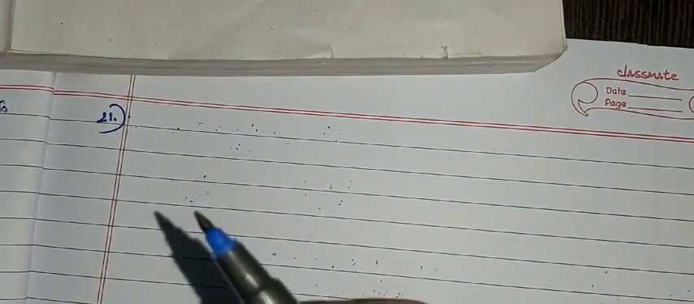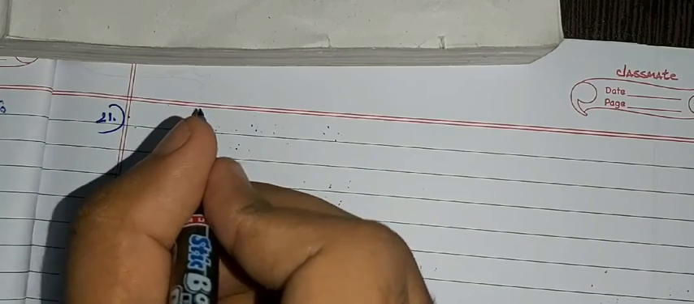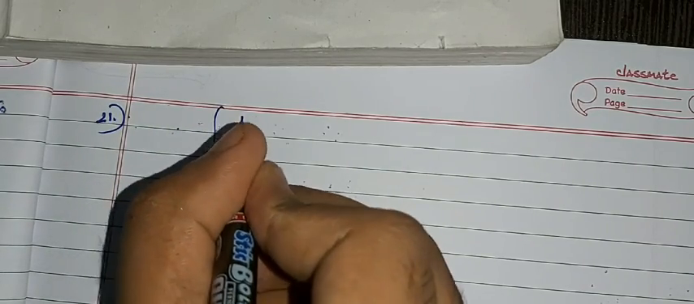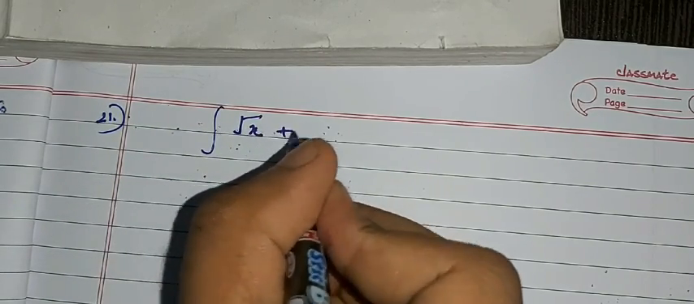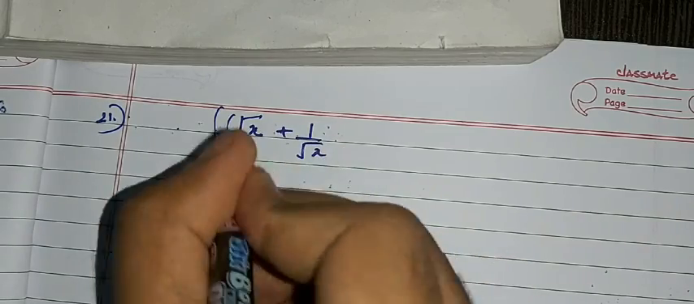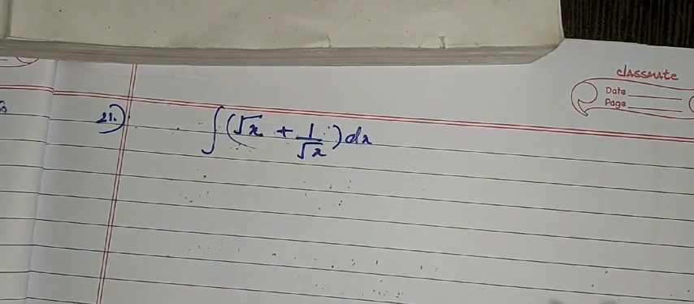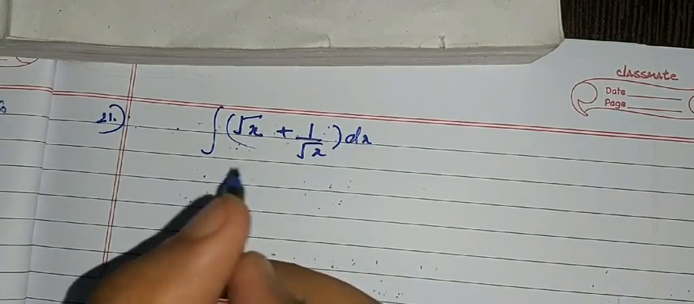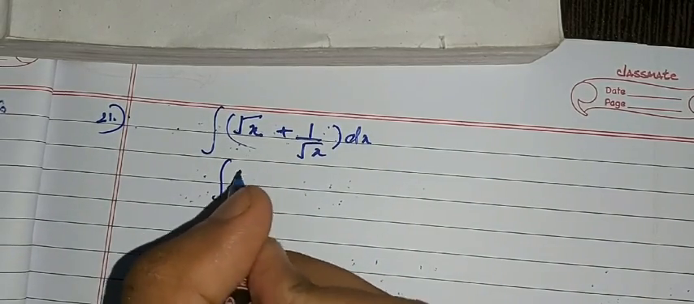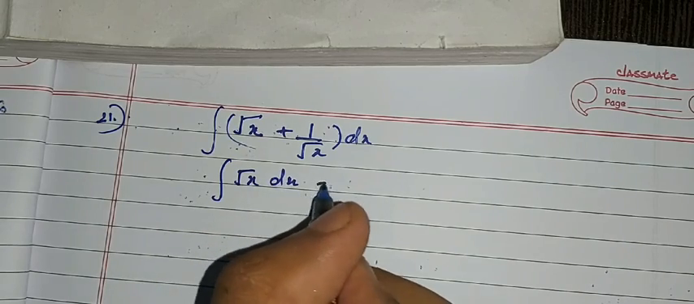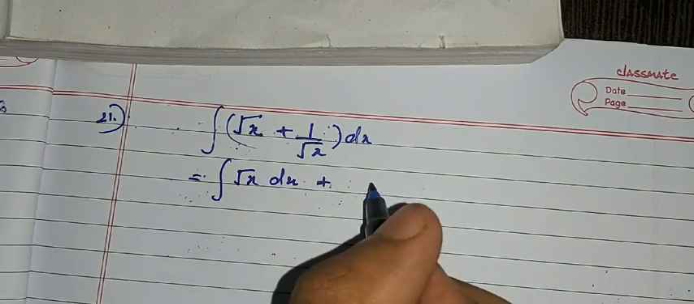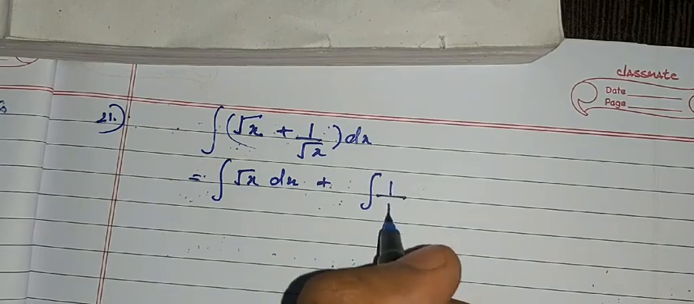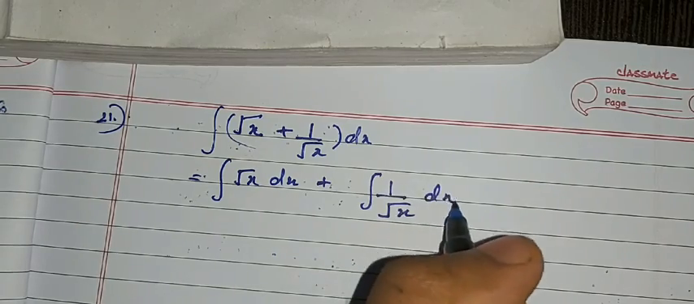So what is the antiderivative, guys? It is the integral. So write it in integral sign: root x plus 1 by root x dx. So we want to find this. There is a plus in between, so we can split this. We write it as integral of root x dx plus integral of 1 by root x dx.